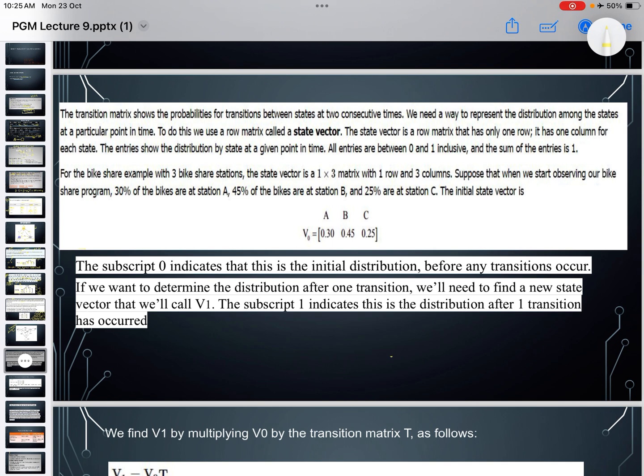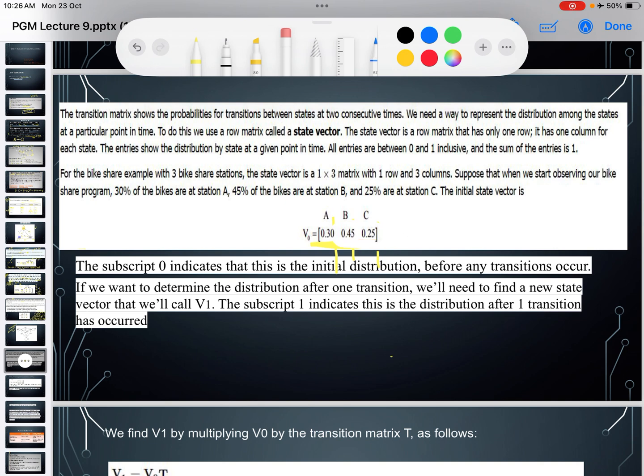For the bike share example with 3 bike share stations, the state vector is 1 cross 3, with 1 row and 3 columns. So for bike share you have 1 row and 3 columns. A, B and C are the 3 columns.